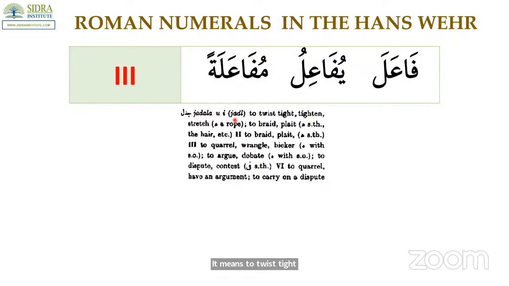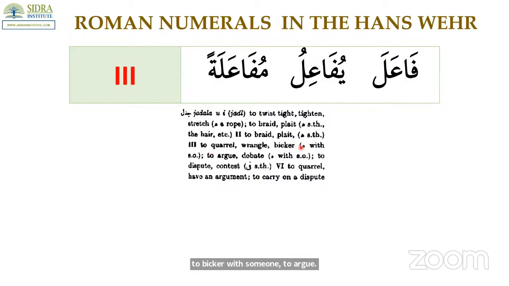Now we've already done number 2, which was fa'ala yufa'ilu taf'il. So Jim Dal Lam number 2, which is the previous one we just covered, would be jaddala yujaddilu tajdil, tajdilan, and it means to plait. But here we're looking at number 3. Number 3 here signifies mufa'ala. So how would this go? Jadala yujadilu mujadalatan. And that will mean to quarrel, to bicker with someone, to argue.